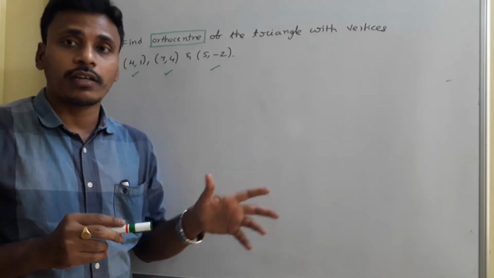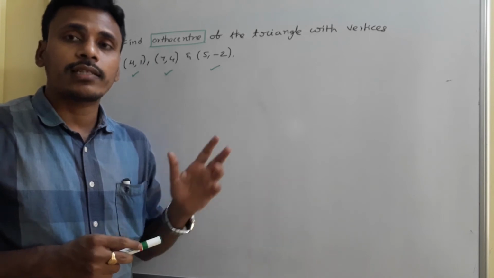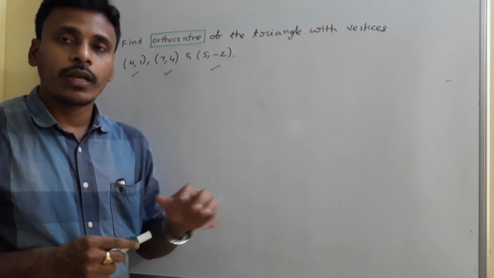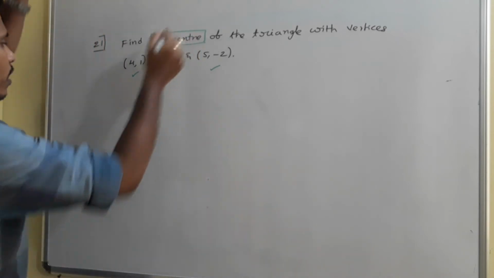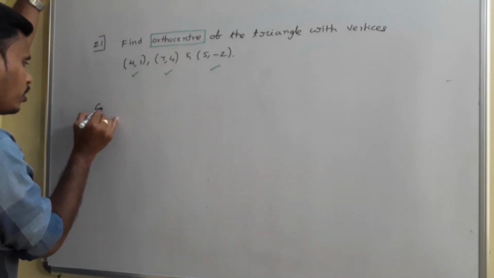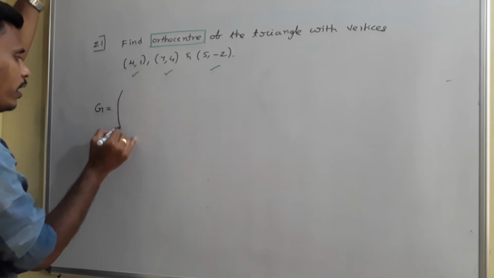But there are some special triangles. For those triangles we will directly give you the orthocenter, and I will discuss those things in the next class. And here at present, first of all, the centroid. See, G is the letter denoted for the centroid.